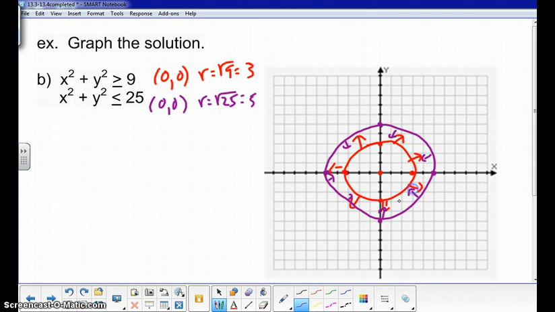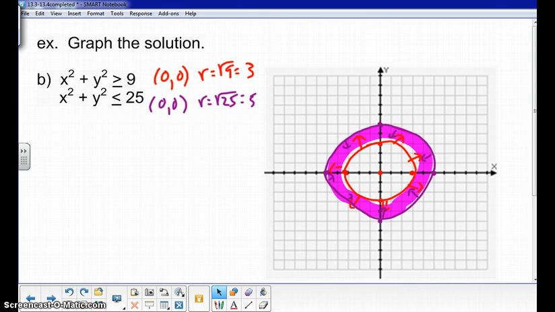And then if we take a look at where the red and purple arrows are going to overlap, that is going to be right in the middle, so it makes this donut shape. And that concludes the notes for 13.3 and 13.4.